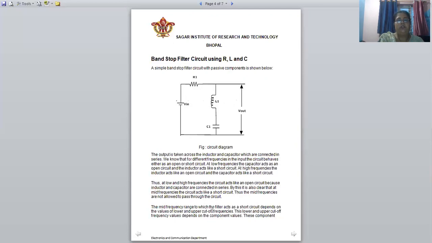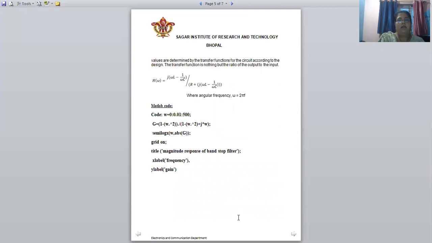The mid frequency range to which the filter acts as a short circuit depends upon the values of the lower and upper cutoff frequencies. These lower and upper cutoff frequency values depend upon the component values. These component values are determined by the transfer function for the circuit according to the design. The transfer function is nothing but the ratio of the output upon the input. Here we have shown the transfer function, and the angular frequency omega is 2 pi f.